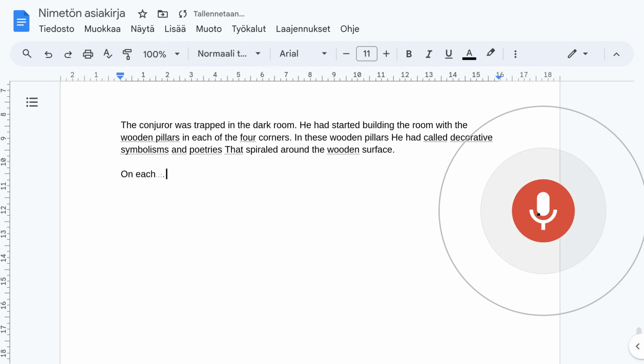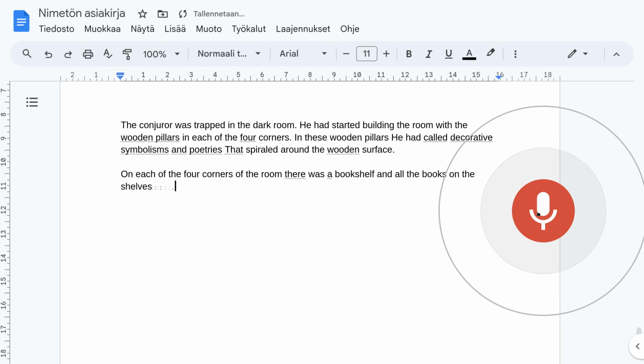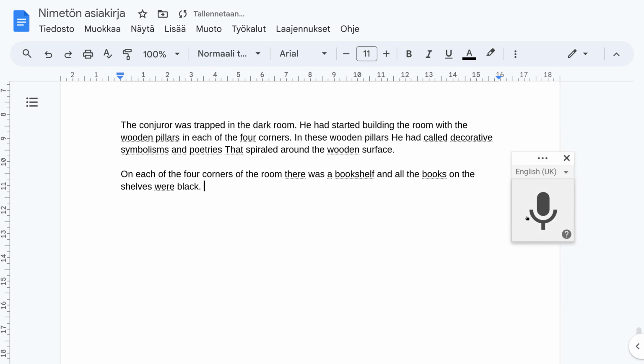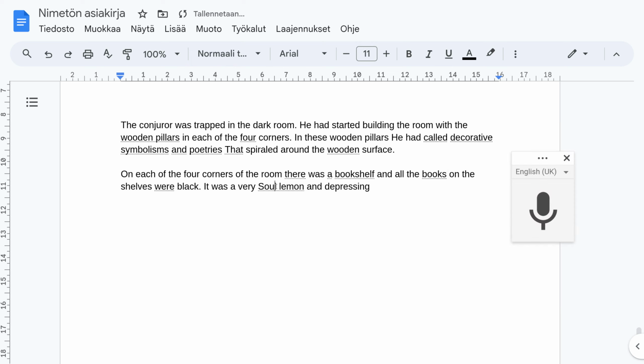On each of the four corners of the room there was a bookshelf, and all the books on the shelves were black. It was a very solemn and depressing. Do you know this word? Solemn. It means like darkish. It was a very solemn and depressing place to live.